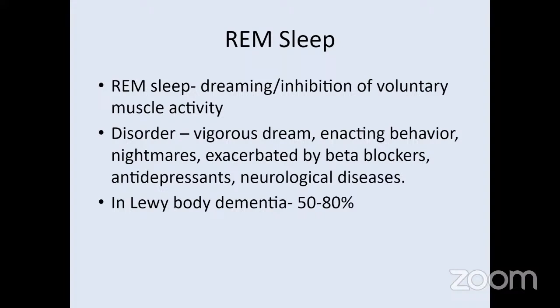So REM sleep disorders include vigorous dreaming, enacting behavior, and nightmares, and this is exacerbated by beta blockers, antidepressants, and neurological disease. In Lewy body dementia, it's 50 to 80%, and having a REM sleep disorder is one of the criteria that is used to diagnose Lewy body dementia. And patients with a REM sleep enactment disorder have an increased risk of developing Lewy body dementia in the future.